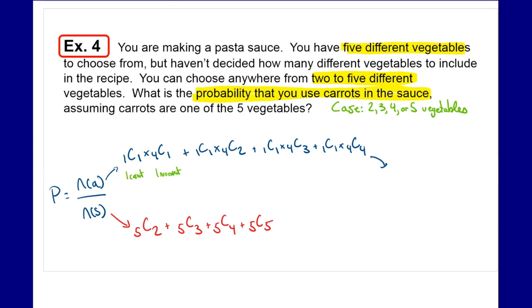I can bring it all back together now. So I add up all the top. I end up with 15 ways over 26 total possible ways, which gives me 57.7%. So there's a 57.7% chance of choosing carrots, or using carrots, if I can choose anywhere between 2 to 5 vegetables to make this pasta sauce.